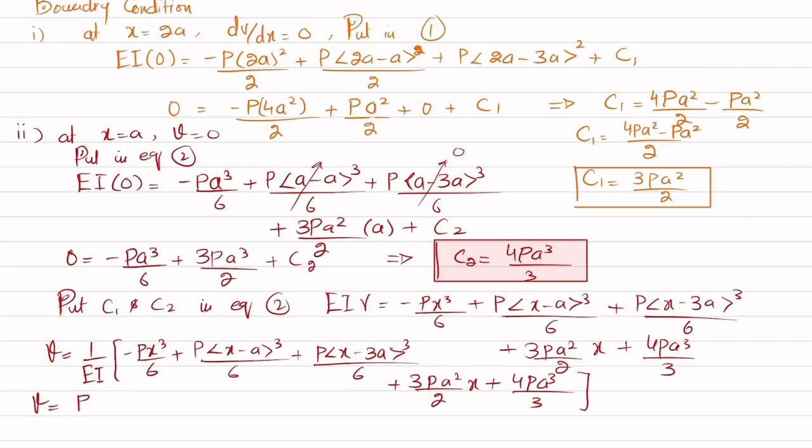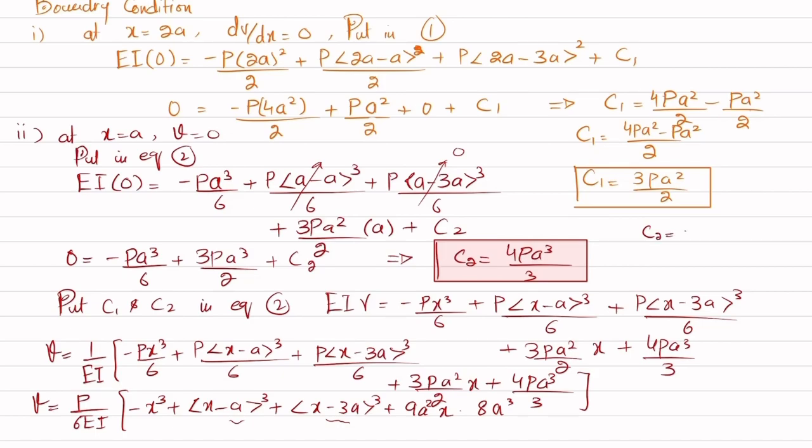p over 6 as common, so p over 6 EI is taken as common, so you will get minus x cube plus x minus a whole cube plus x minus 3a whole cube plus 9a square x minus 8a cube.